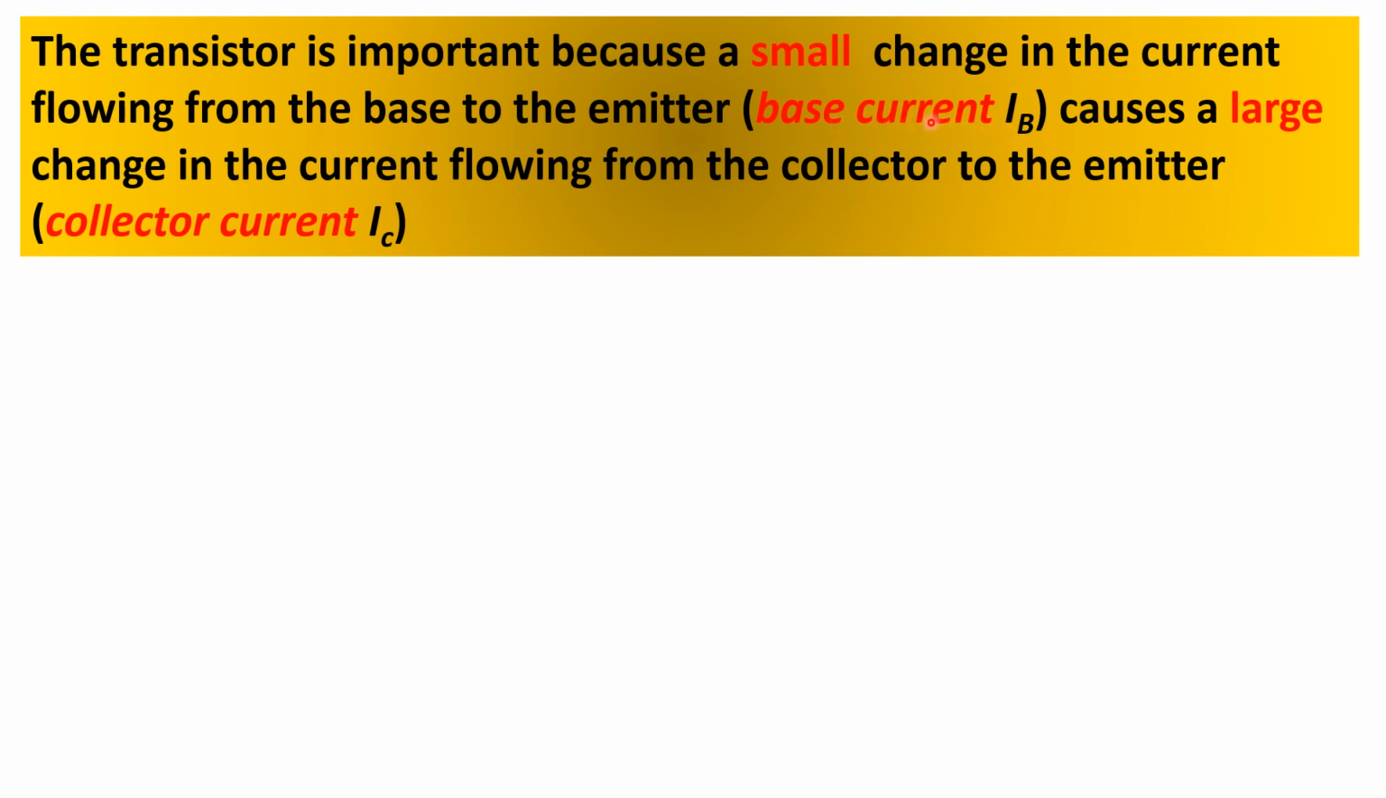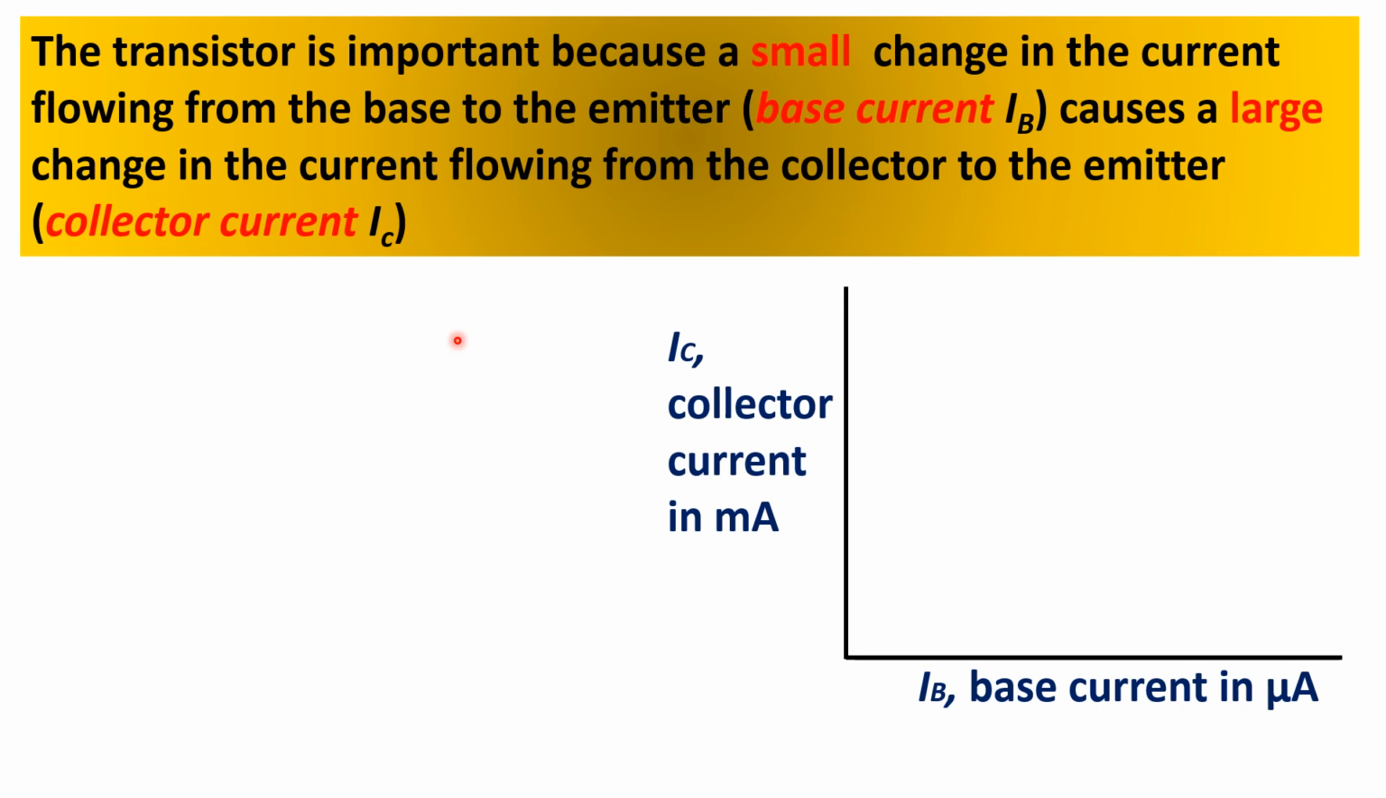This causes a large change in the current flowing from the collector to the emitter. It's called collector current IC, all right? And if you're going to plot the amount of base current, expressed in microampere versus the amount of collector current expressed in milliampere along the y-axis, they are in different units to emphasize that the base current is much smaller compared to the collector current. All right, so this is what happens.